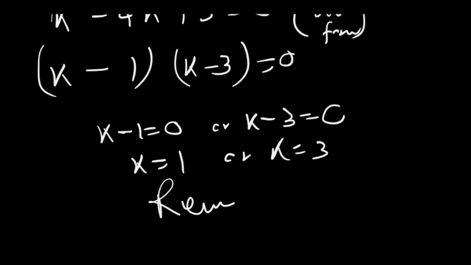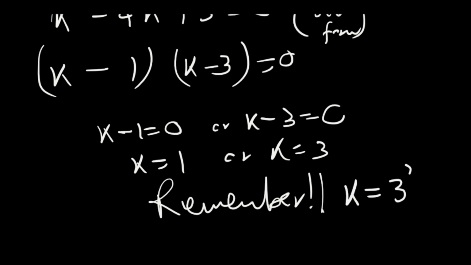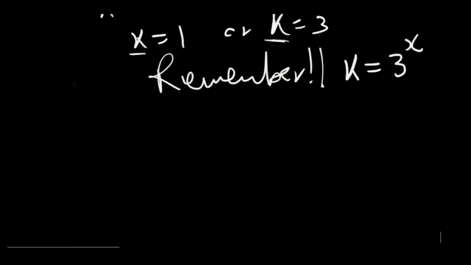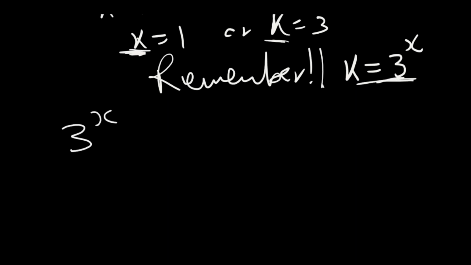Remember, what did you say in the previous part of the problem? You said k must be equal to 3 to the power of x. So now, where there's k, we're going to put in 3 to the power of x, because we don't want the solution of k, we want the solution of x. So here we're going to have 3 to the power of x equals 1, or 3 to the power of x equals 3.